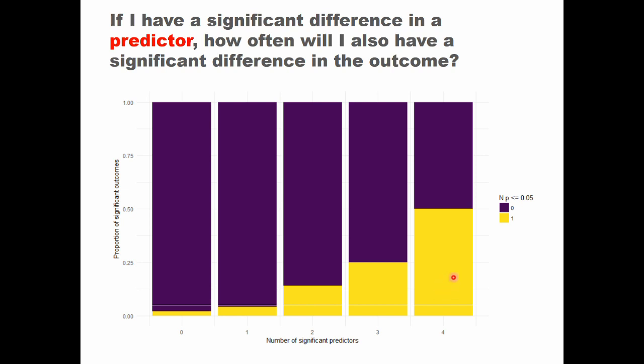So here in 4, these are simulations out of a whole bunch of simulations where there happened to be 4 significant differences among the variables that are key predictors. And when that happens, it's not surprising that we're more and more likely to find a significant difference in the outcome. However, it's also worth noting that even when I've got 4 significant predictors, it's still more likely to have no significant difference in the outcome itself. And why is that?